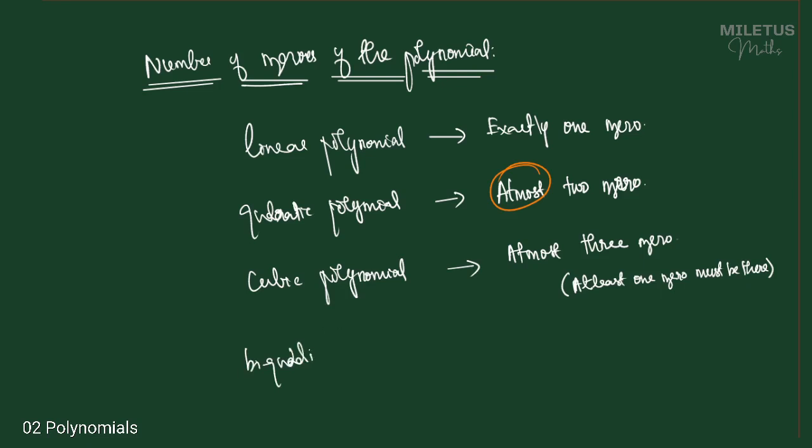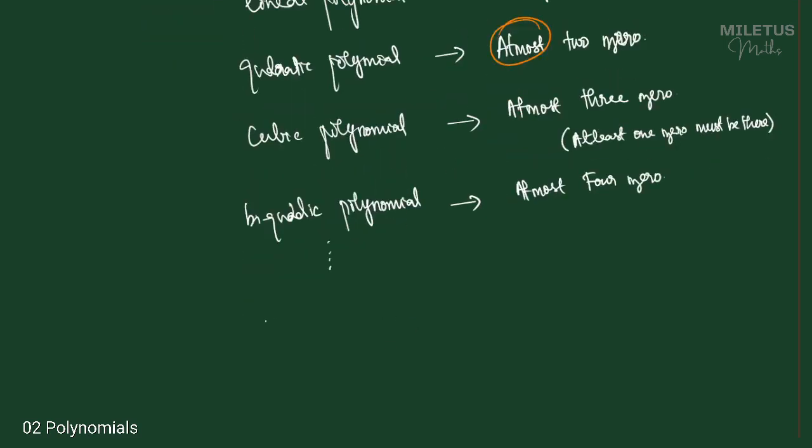Okay, fine. Now similarly, a biquadratic polynomial, which is a polynomial of degree 4, will again have at most 4 zeros. Here I can't say that at least one zero will be there, or that two zeros will be there. What I'm trying to do is generalize this. You can consider this as a result and keep it for yourself. It might help you in your JEE or any other entrance examination that you take.